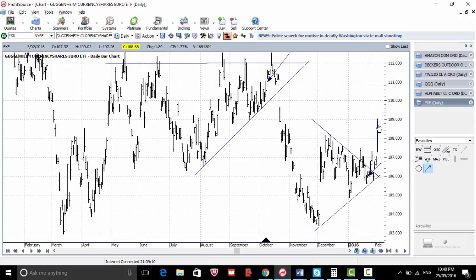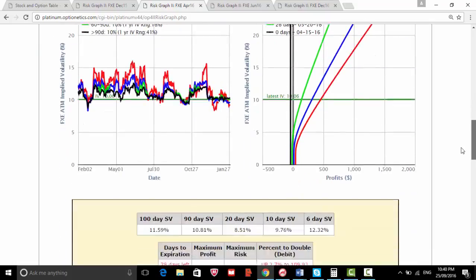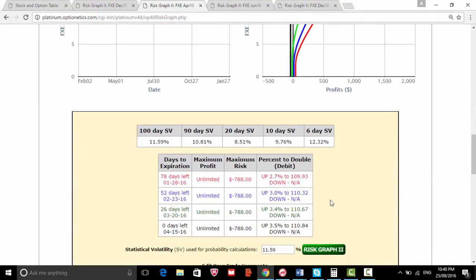So I'm going to fast forward to this day, which is the 3rd of February. And before I do that, I'm going to show you that this position doubles in value with a small 3.5% movement in the underlying instrument. The euro only needs to be up at 110.67 for this position to double in value.